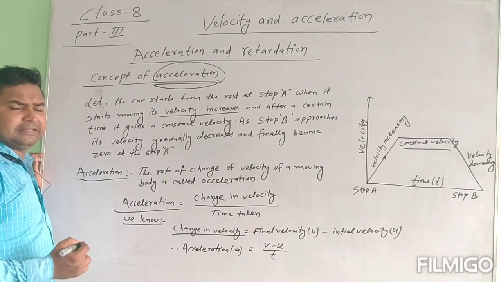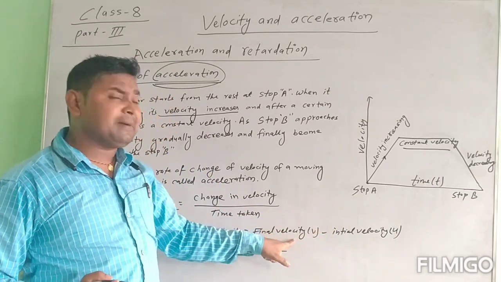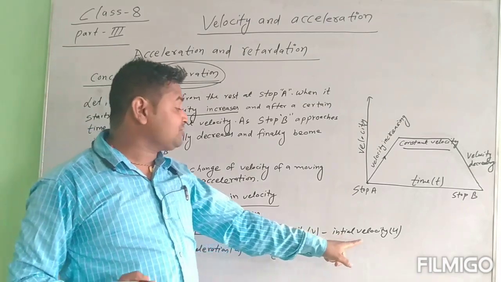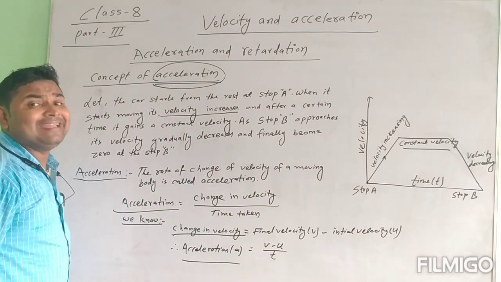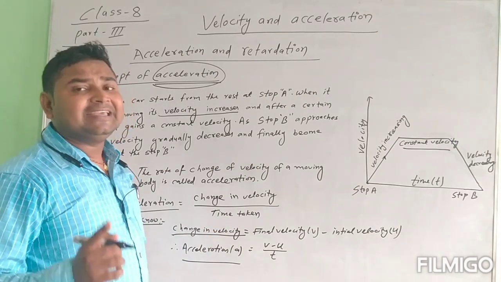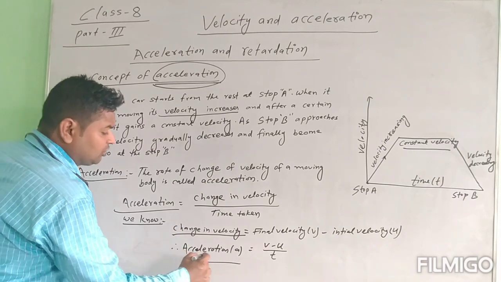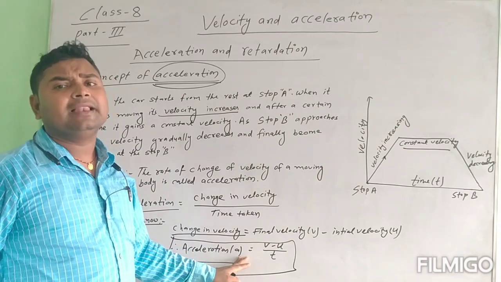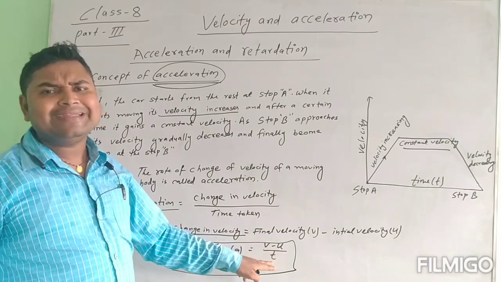What does the change in velocity mean? The change in velocity means the final velocity minus the initial velocity. Final velocity is denoted by v, and initial velocity is denoted by u. Acceleration means (v minus u) by t. It means final velocity minus initial velocity divided by time taken. That is the formula. The acceleration is denoted by small a. What is the formula? The formula of acceleration is a = (v - u)/t.